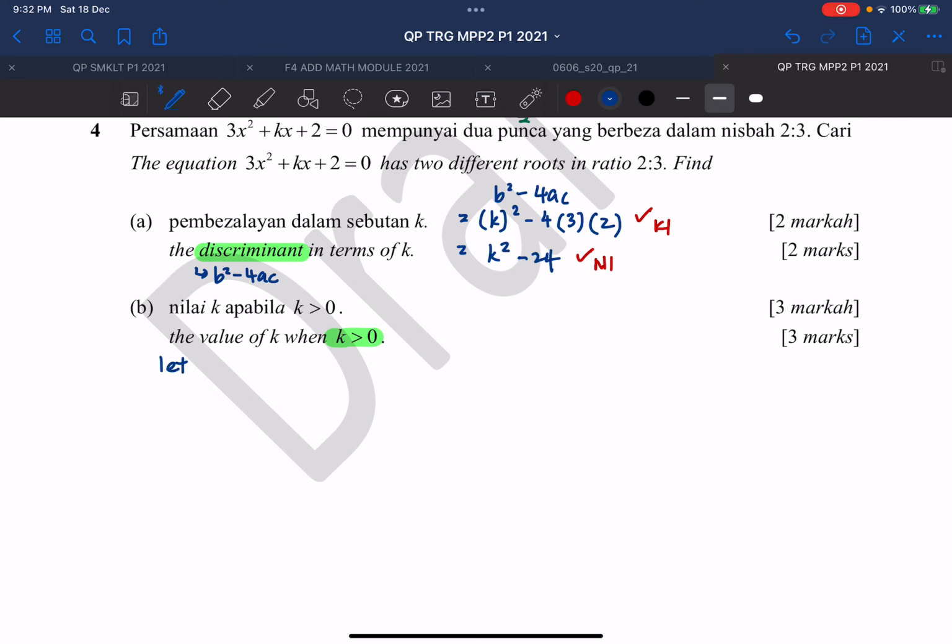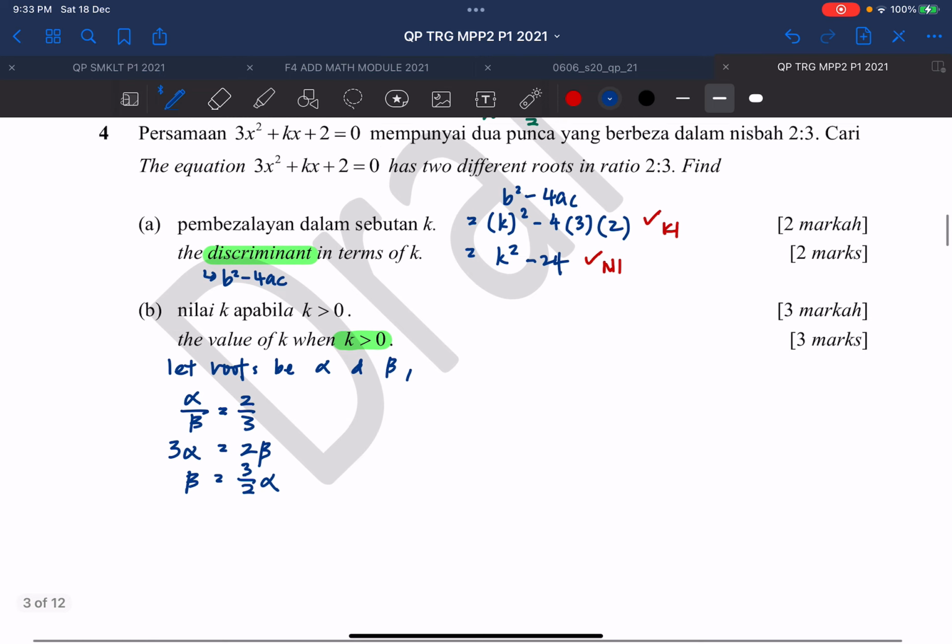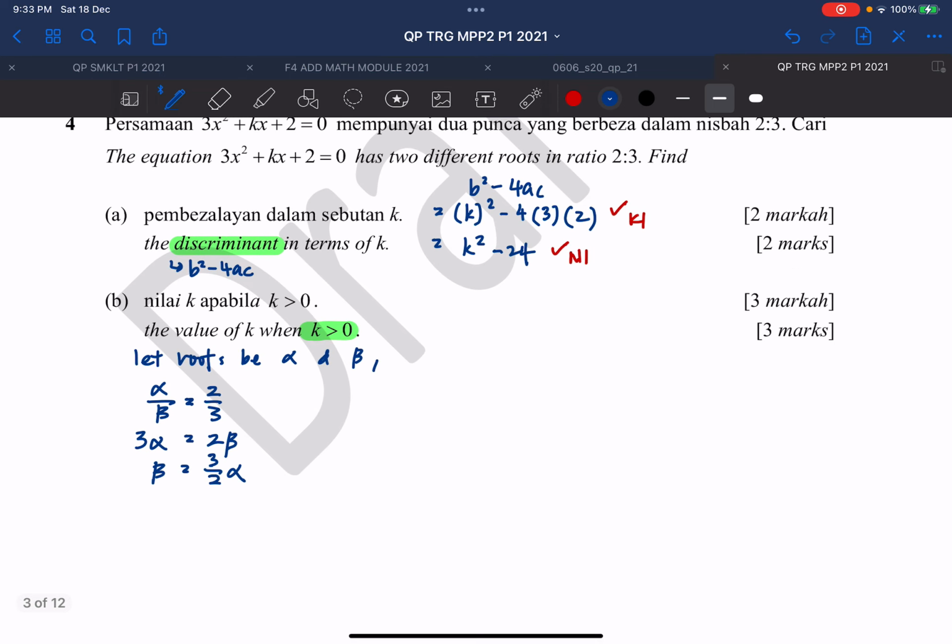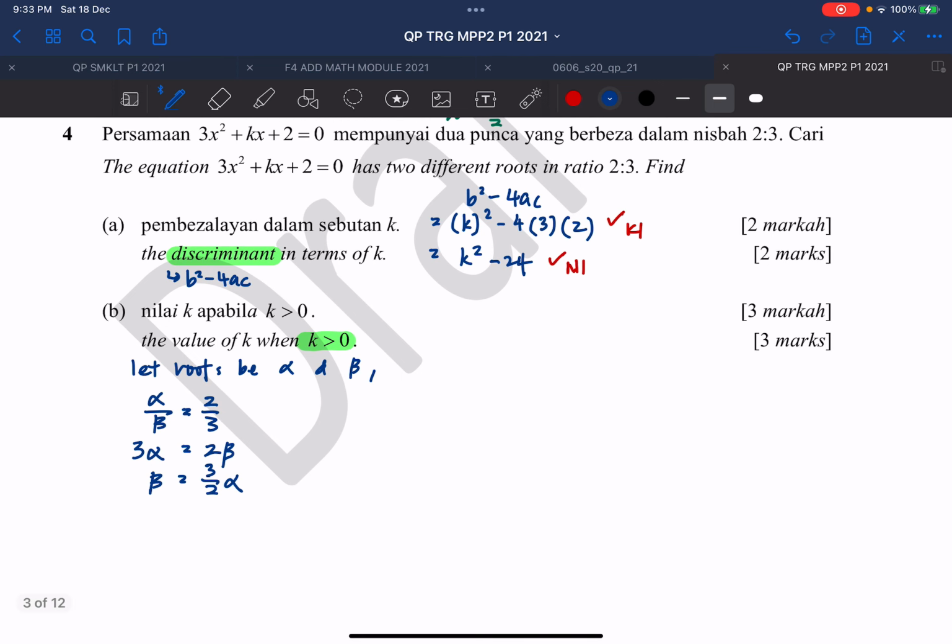So you just let the roots be alpha and beta. Alpha divided by beta in fraction form will be 2 over 3. We write the ratio in fraction form, so 3 alpha will be equivalent to 2 beta. So beta will be equivalent to 3 over 2 alpha. This is the first thing that we need to know. And we can use the concept of sum of roots and product of roots for this kind of question. So the sum of roots, SOR, will be negative b over a. This is our formula.